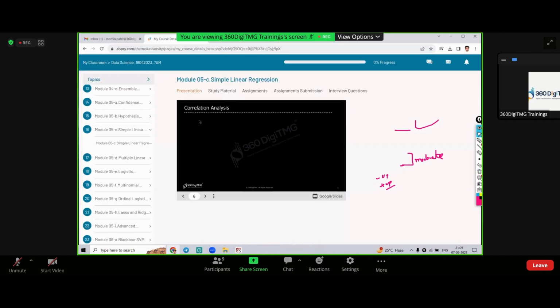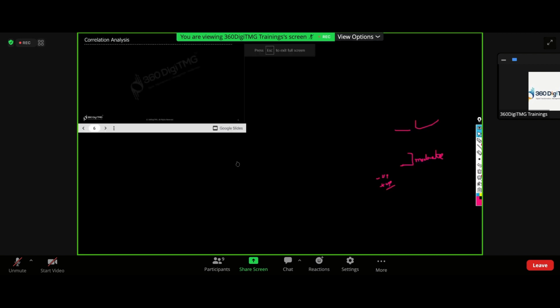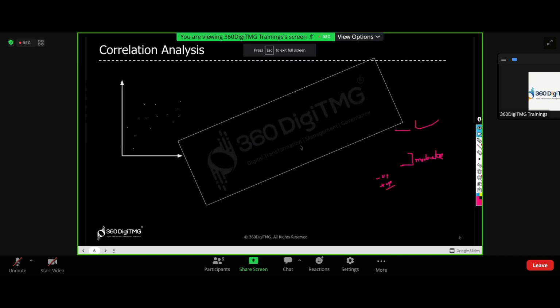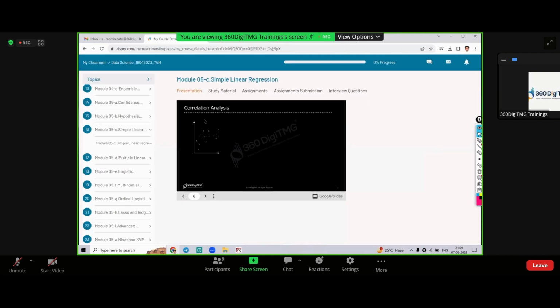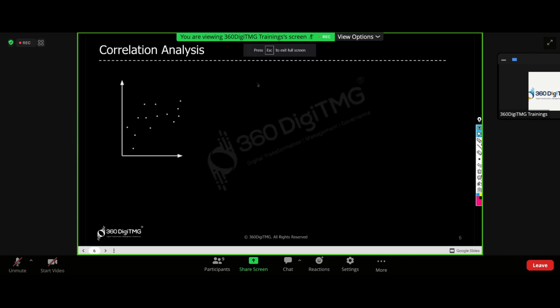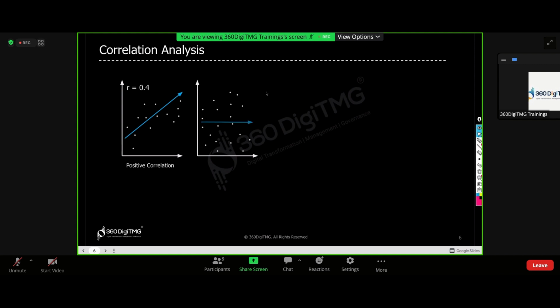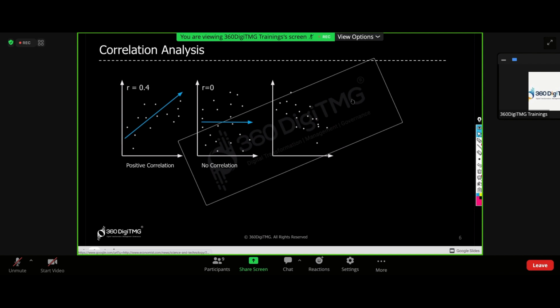Then the further analysis. So correlation analysis. When R is 0.4, when R is 0, and when R is 0.85.